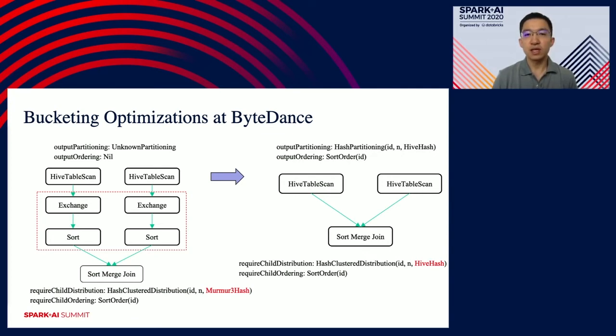After the change, on the right side, we set the output partitioning to hash partitioning, which can satisfy the required child distribution of sort merge join, which is hash clustered distribution. Also the output ordering of Hive table scan is changed to sort order, which can satisfy the required child ordering of sort merge join, which is sort order. So exchange and sort are not needed anymore. In this way, Spark SQL can read the data from a Hive bucket table, and Spark SQL can join two of them without shuffle and sort. Now Spark SQL and Hive bucket tables are compatible.